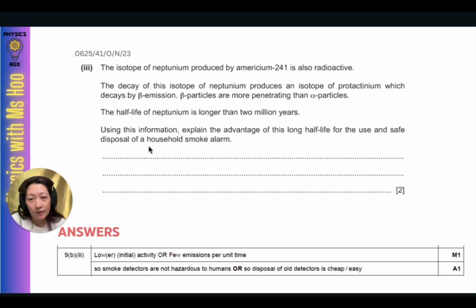So for the safe disposal of a household smoke alarm, you can mention that smoke detectors are not hazardous to humans, or you can dispose of the old detectors in a cheap and easy way. Now this is about long half-life.